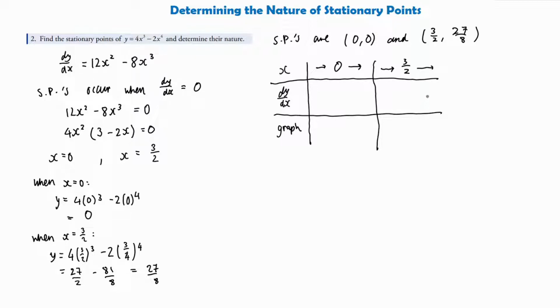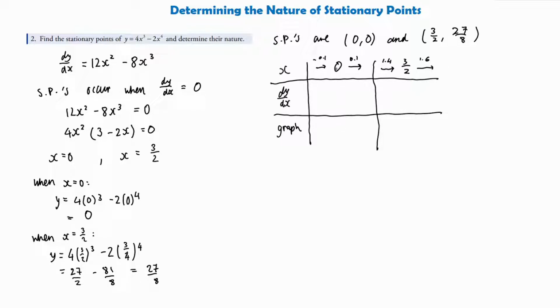Now we're going to pick values just before and just after. So just before 0, let's go for negative 0.1, and we'll go for positive 0.1. And then just before 3 over 2, well, 3 over 2, if you put in your calculator, is going to give you just 1.5. So you want to pick a value very close to that. We'll just go for 1.4. And just after, we'll go 1.6.